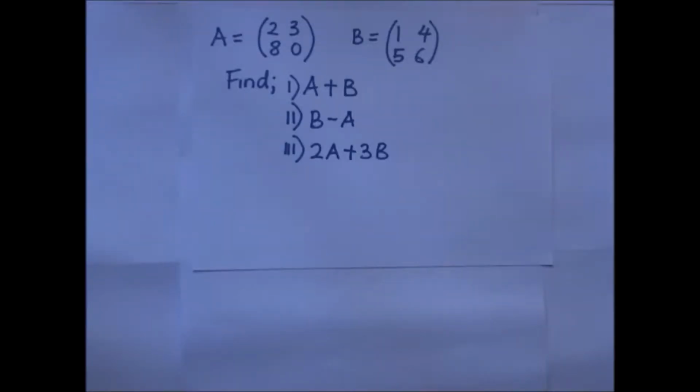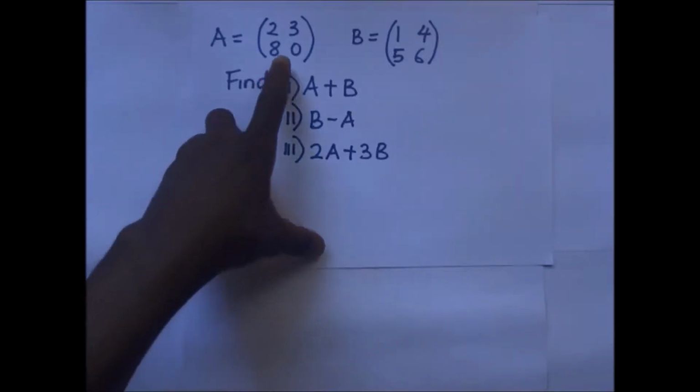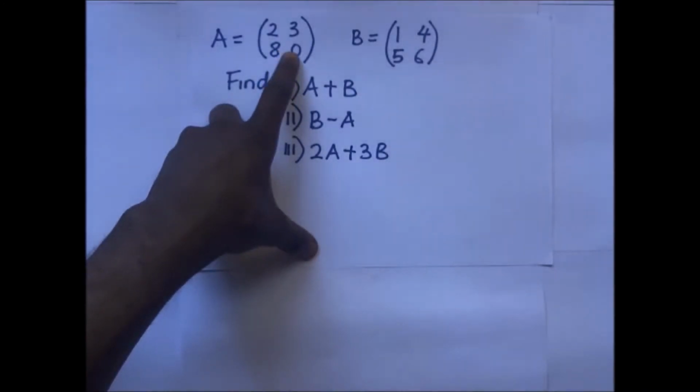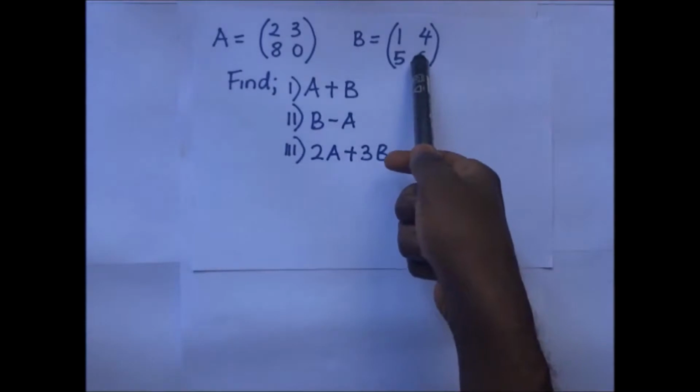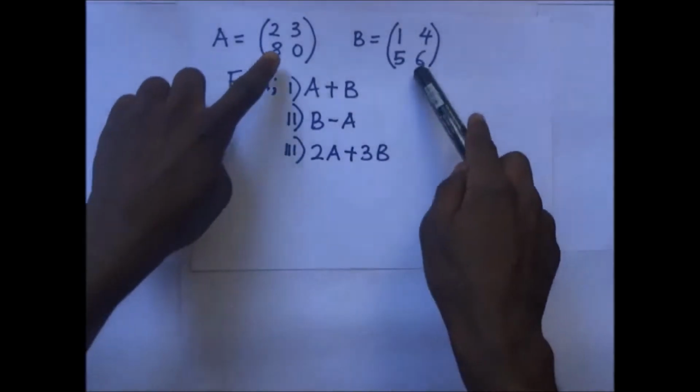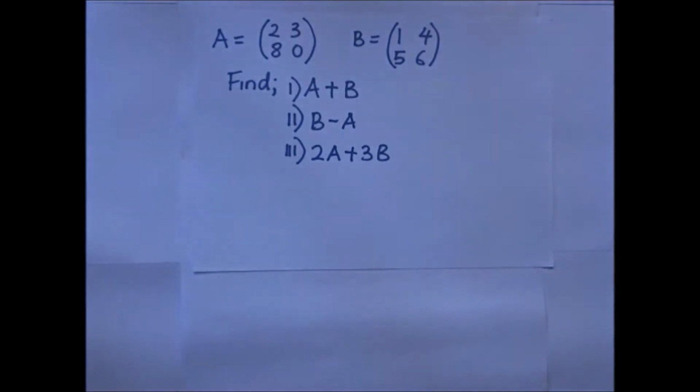In this video, we get to look at how we add and subtract matrices. As a rule of thumb, for us to be able to add and subtract matrices, they must be of the same order. By same order, I mean they have the same number of rows and the same number of columns. For example, matrix A is a 2 by 2 matrix, and matrix B is a 2 by 2 matrix, meaning each has 2 rows and 2 columns. Because they have the same order, we can add them and subtract them. But if they do not have the same order, then we can't add or subtract them.